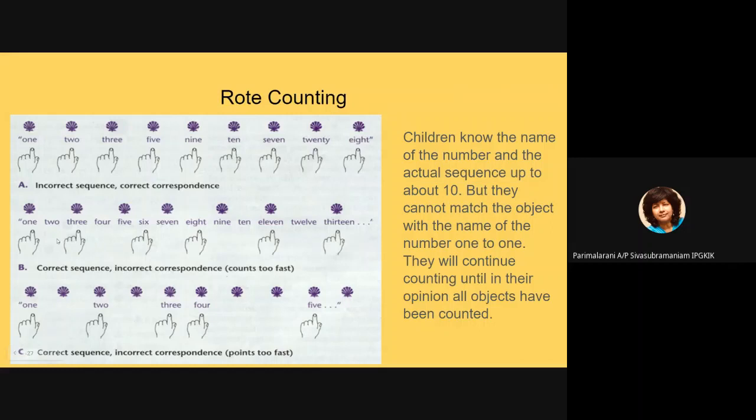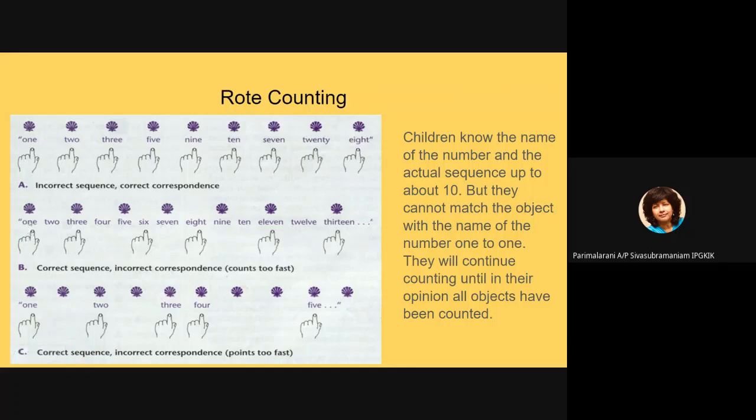Okay, the second example, the child follows the stable order principle: 1, 2, 3, 4, 5, 6, 7, 8, 9, 10, 11, 12, 13. Okay, can follow the stable order principle but cannot do one-to-one matching. Child is counting, saying the number names too fast.